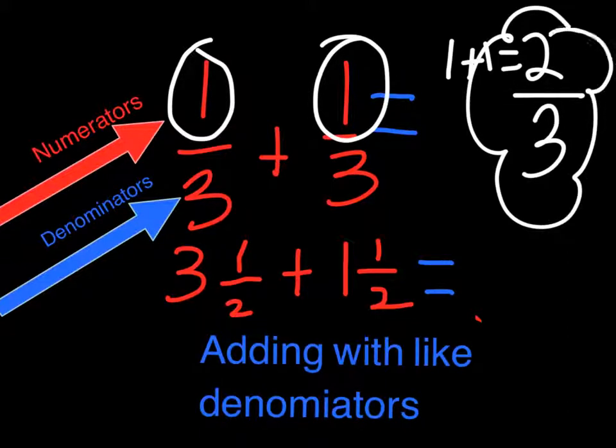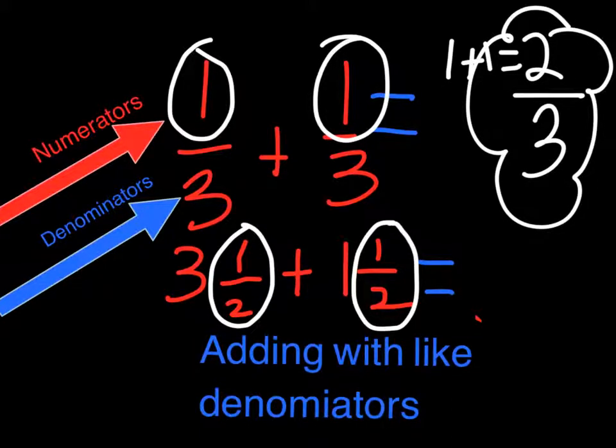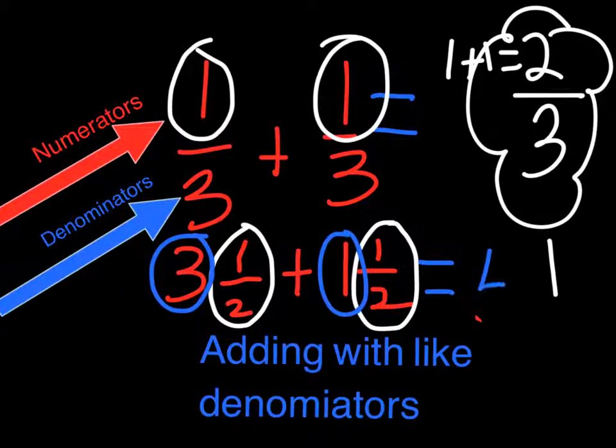In the second example, 3 1/2 plus 1 1/2, you add the fraction first, so 1/2 plus 1/2 equals 1 whole, and then add the whole numbers, so 3 plus 1 equals 4. Then you put the whole number sum together with the fraction sum, so 4 plus 1 equals 5.